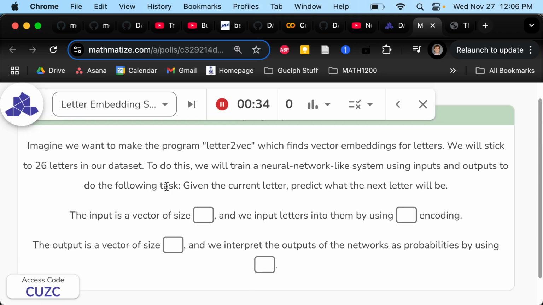So we're doing letter2vec, which finds vector embeddings of letters, and that's how it's going to sort of work. And here's the task: given the current letter, predict what the next letter will be. Okay, so I'll start a timer.